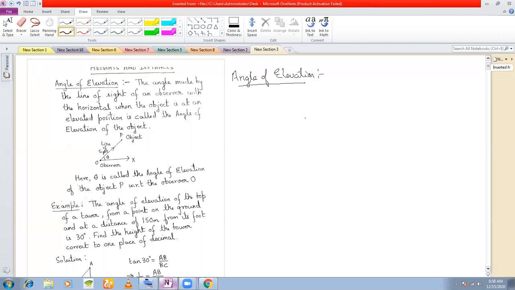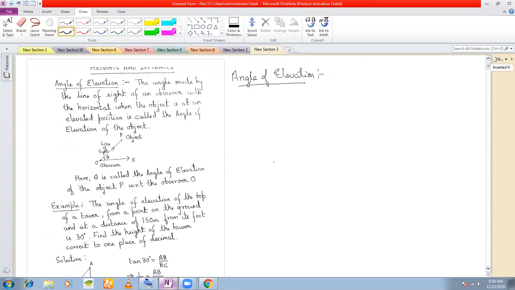What do you mean by angle of elevation? See, whenever we are talking about elevation or depression, there is another term called angle of depression. Whenever we are talking about elevation or depression, we always talk about it from the point of view of the observer, where the observer is standing. Just remember this, okay?